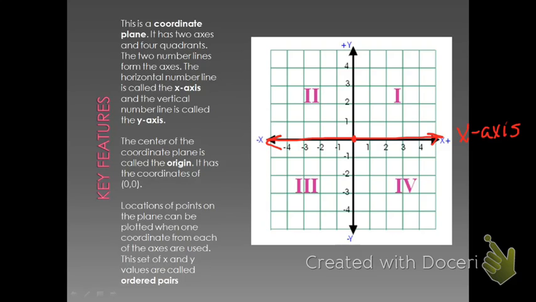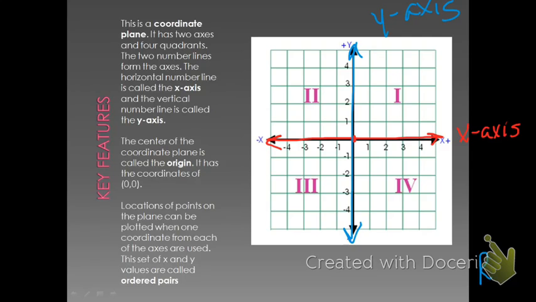The vertical line that separates the plane into left and right hand sides, whose values go positive as you go up and negative as you go down, is called the y-axis.